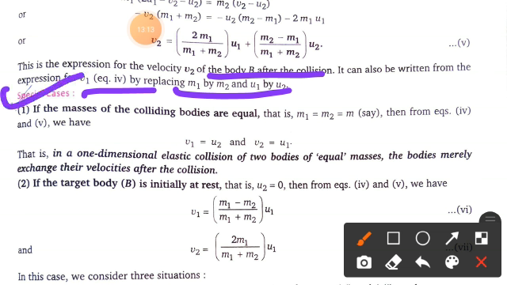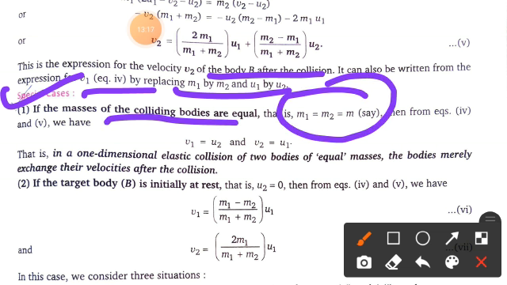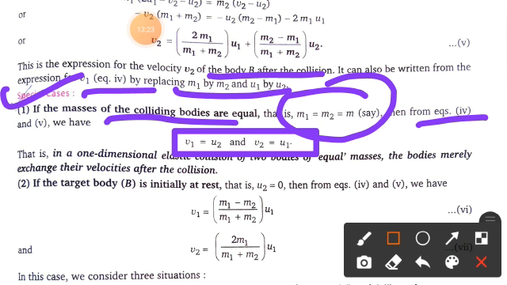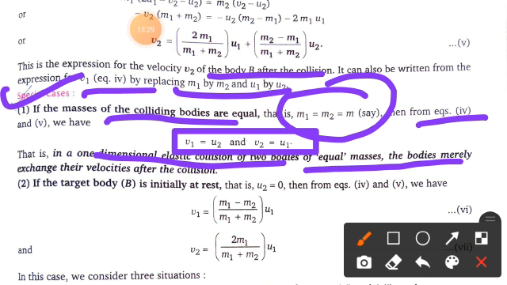What are the cases? First, see the first one. If the masses of the colliding bodies are equal, meaning the two bodies are of the same mass, then from equation 4 you can write v1 equals u2 and v2 equals u1. Clear? That is, in a one-dimensional elastic collision of two bodies of equal masses, the bodies merely exchange their velocities after collision.